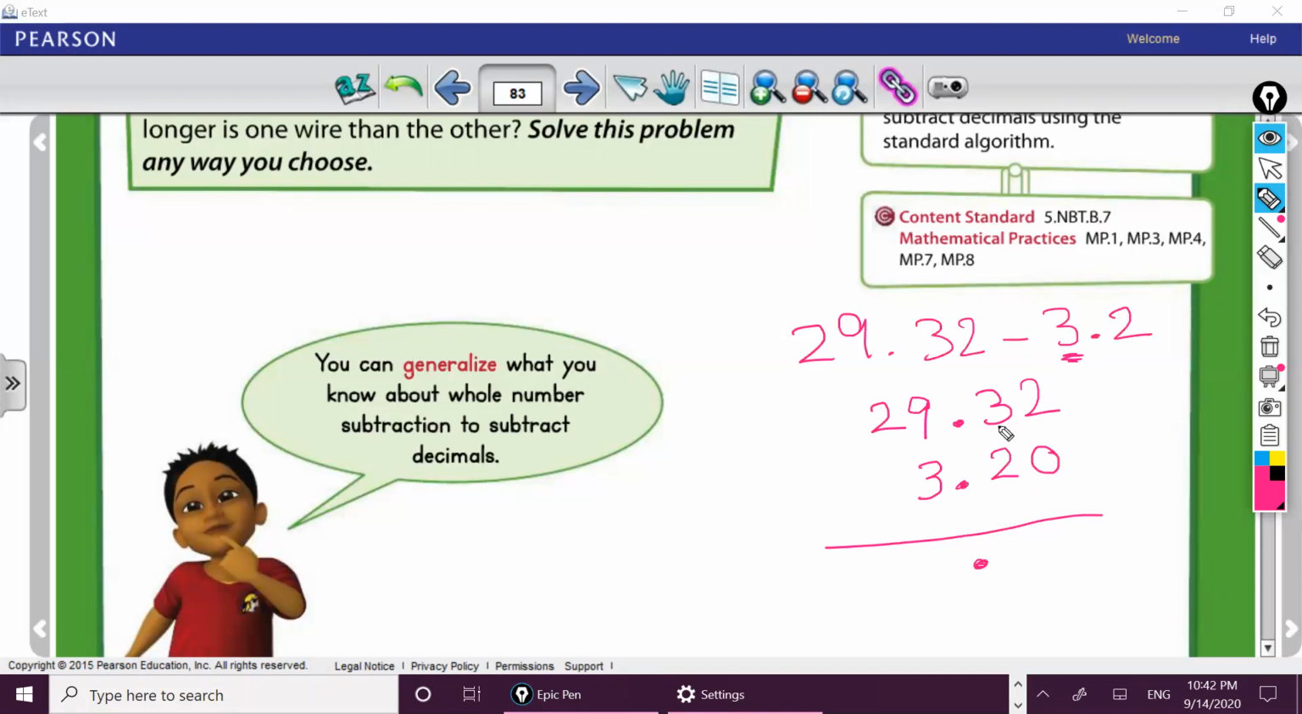Then I will subtract as usual. We always start to subtract from the right side. 2 minus 0 is 2, and 3 minus 2 equals 1. I have the decimal point. 9 minus 3 equals 6. And 2 minus nothing here, then 2. Clear this? Let's move to the other page.